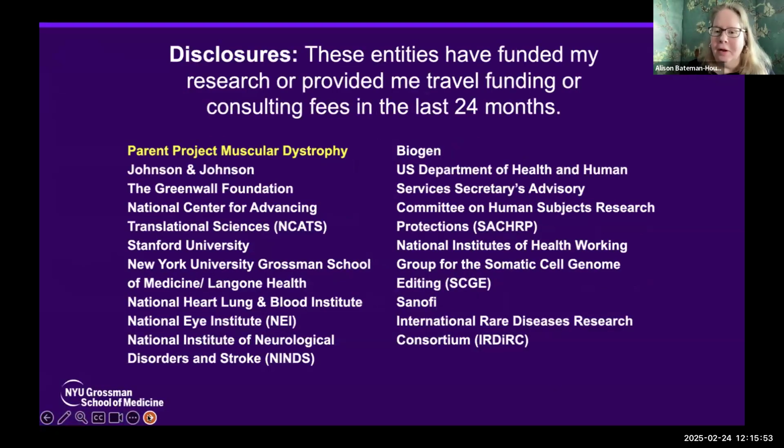There we go. Allison Bateman-House from New York University Medical Center, where I am an assistant professor of medical ethics. My disclosures are up in front of you right now, should you be interested in them. And Parent Project Muscular Dystrophy is highlighted because the majority of work related to this specific topic has been related to a project that was funded by Parent Project Muscular Dystrophy. And I deeply appreciate that patient advocacy group supporting my work.